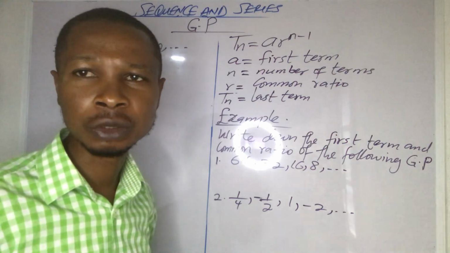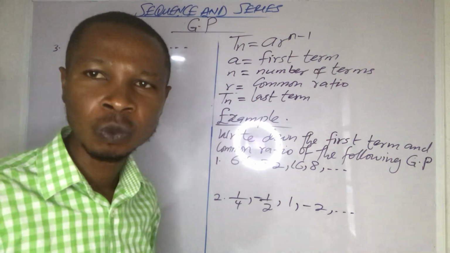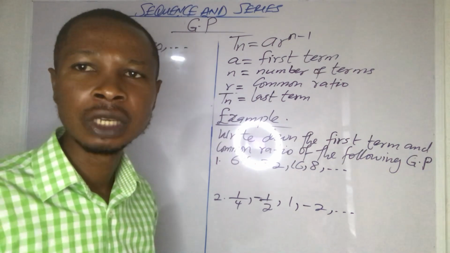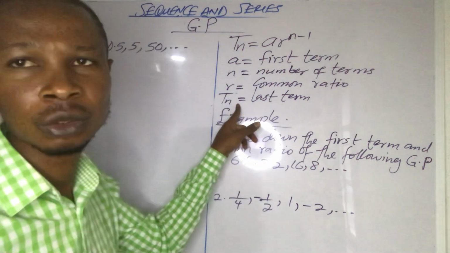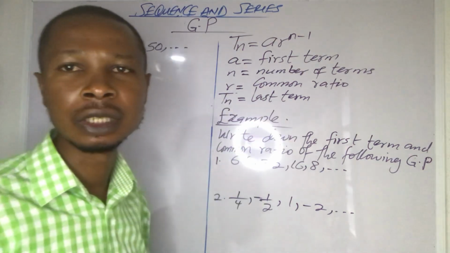In geometric progression, the common ratio is the ratio of the second to the first term, the third to the second term, the fourth to the third term. And the Tn, as you also know, is the last term in the sequence.